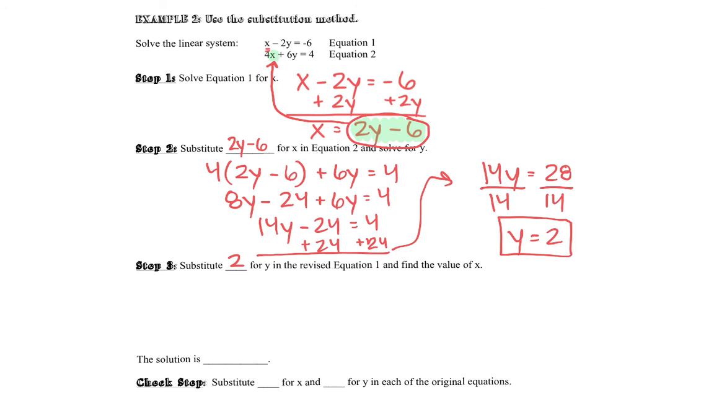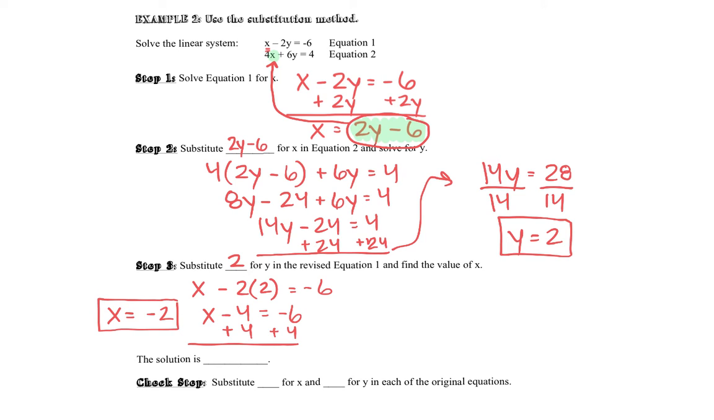So I'm going to substitute 2 in for y into either of the initial equations. So I'll just do the first one. I have x minus 2 times 2 equals negative 6. So that's x minus 4 equals negative 6. I add 4 to each side, and I get that x equals negative 2.